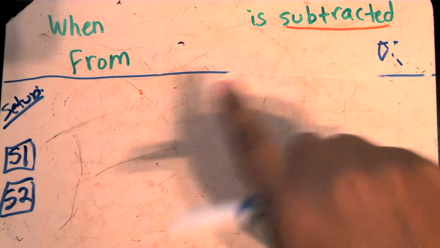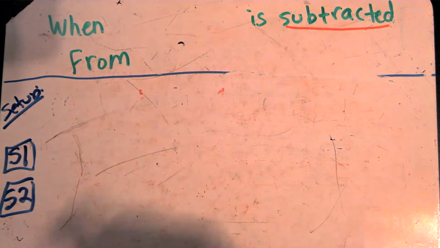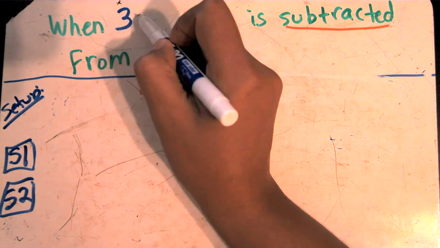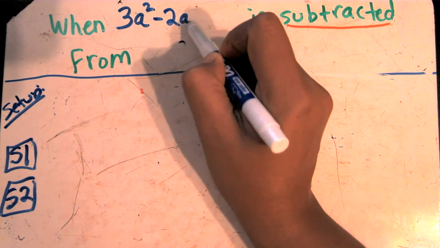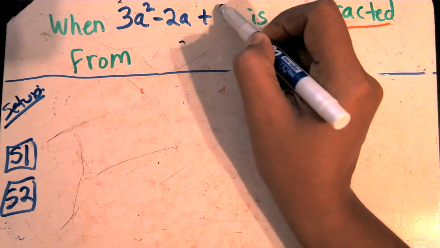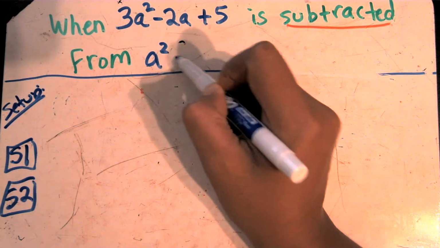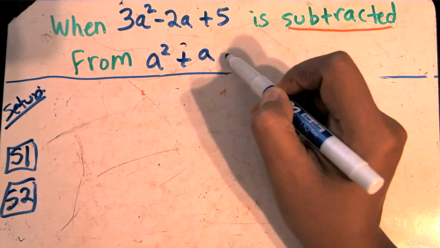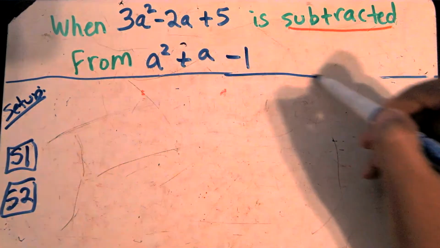Again, this is a very typical format to throw people off in terms of the order of subtraction, so we're going to leave that. It says when 3a to the second power, so now we're dealing with the variable a, minus 2a plus 5 is subtracted from a squared plus a minus 1. So we're going to move on to the setup.